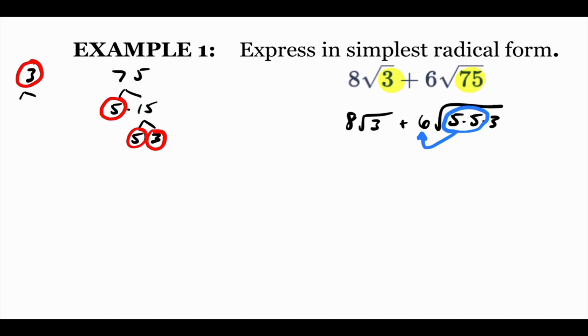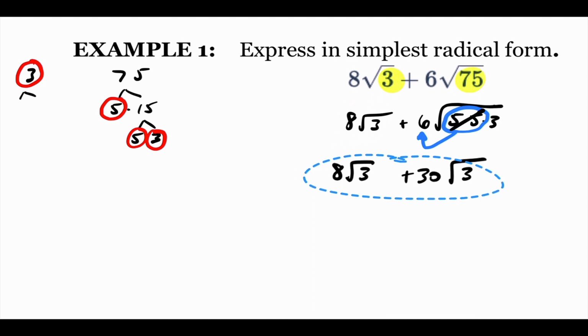Remembering from the other day, how many 5s can I take out? 1. Just 1, because there's only 1 pair. What is the 5 going to do with the 6? Multiply. Good. So that's going to be a positive 30 now, and it's just going to leave a root 3 left. Okay, simplified. That's the first step.